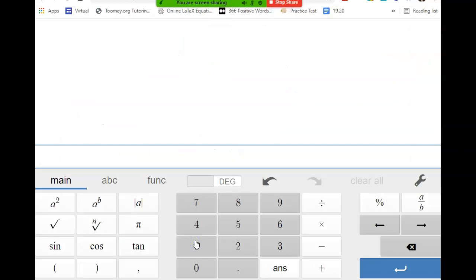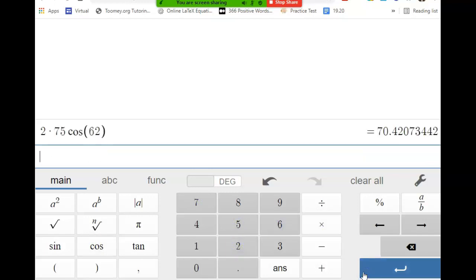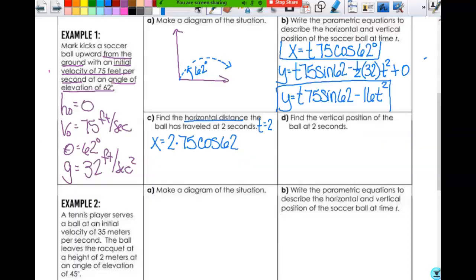Okay. All right. So then you just type this in your calculator. Make sure you're in degrees. So I'm going to get 2 times 75 times the cosine of 62. So then I get 70.421. That's my answer. And since this is a horizontal distance and I'm talking feet, this is feet. Don't forget your units on things. There you go. Okay, we all good with that?